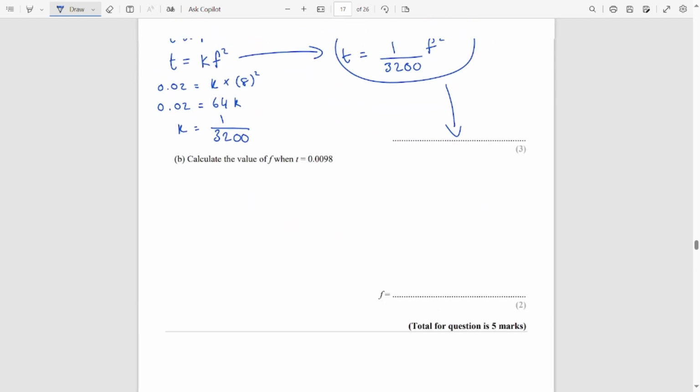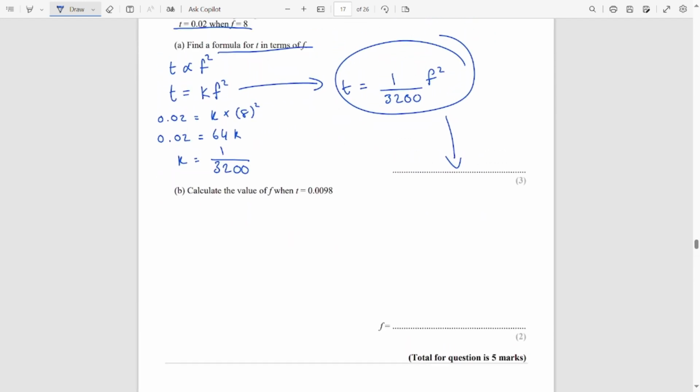Okay, calculate the value of f when t is 0.0098. So I'm going to use the formula that I just wrote out. I'm going to replace t with 0.0098. This is equal to 1 over 3200 f squared. And now we're trying to solve this equation for f.